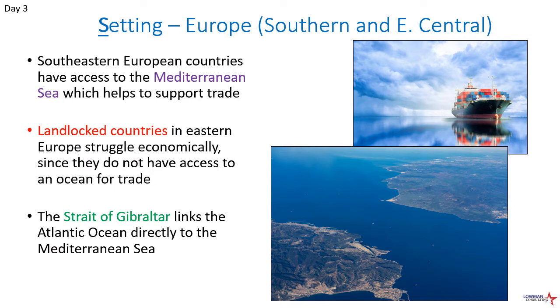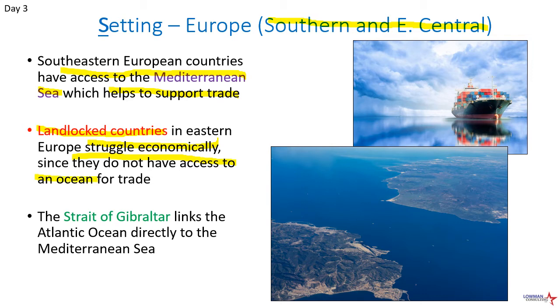Now, you're going to label this part of your notes. You're going to say for Southern and East Central Europe, you're going to write down, there are going to be notes that certain bullets you need to know. This bullet reads, Southeastern European countries have access to the Mediterranean Sea, which helps to support trade. So you want to know that they have access to the Mediterranean Sea, and it helps support trade. Then the landlocked countries in Eastern Europe struggle economically since they do not have access to an ocean for trade. So you want to know that the landlocked countries struggle economically because they do not have access to an ocean.